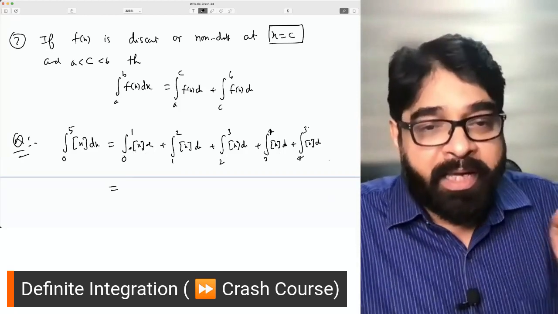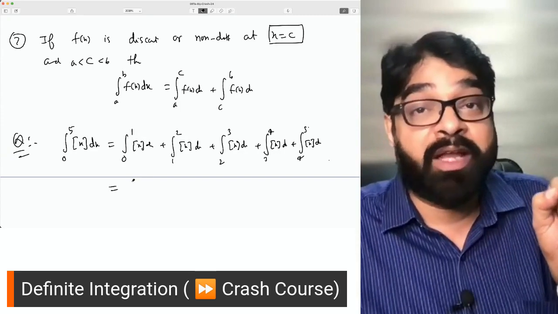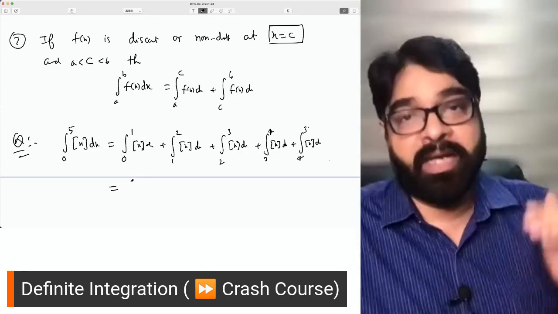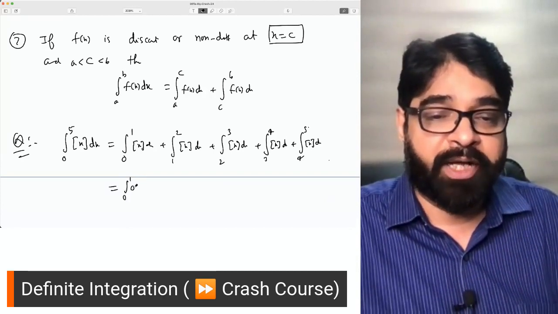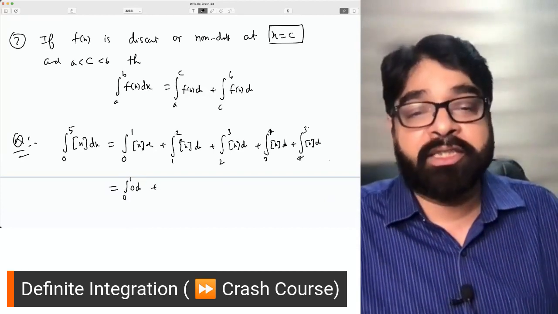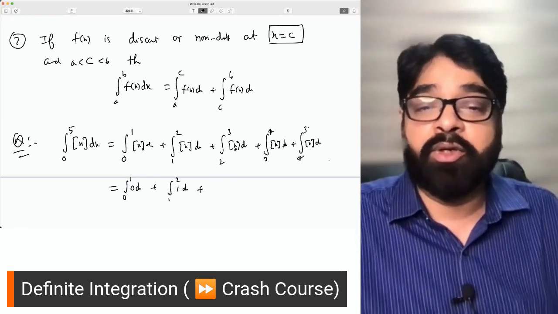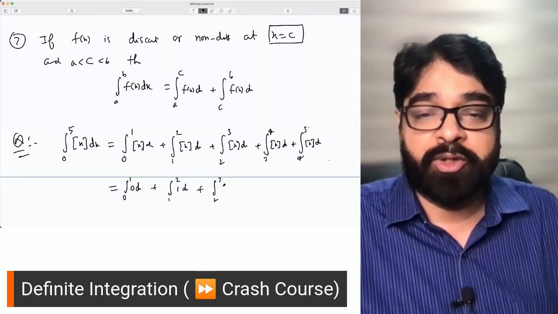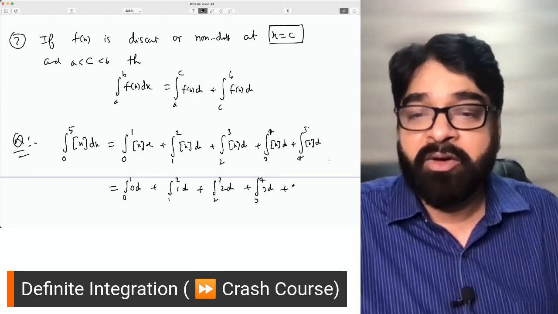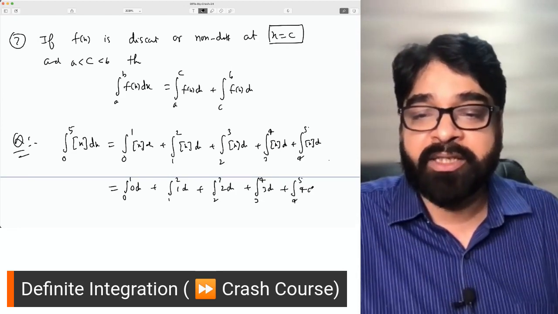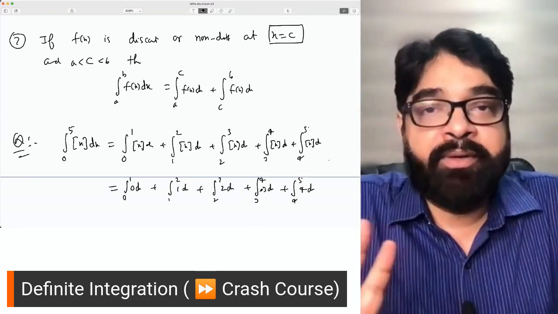Up here, x is between 0 and 1. What will the value of [x] be? 0. So 0 to 1, 0 dx. Plus 1 to 2, [x] will become 1, so 1 to 2, 1 dx. Plus 2 to 3, [x] will be 2, so 2 to 3, 2 dx. Plus 3 to 4, 3 dx. Plus 4 to 5, 4 dx. Further, all of you know how to solve it. Have you understood?